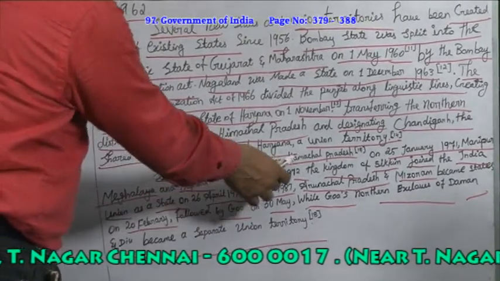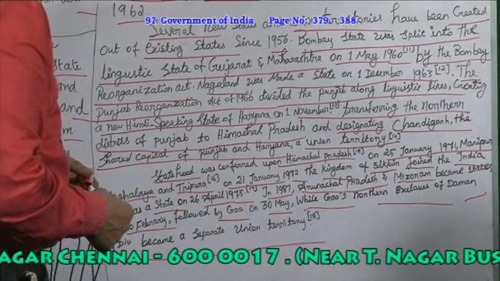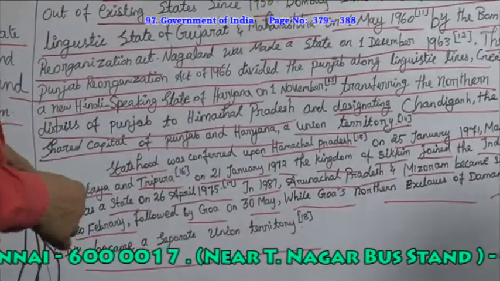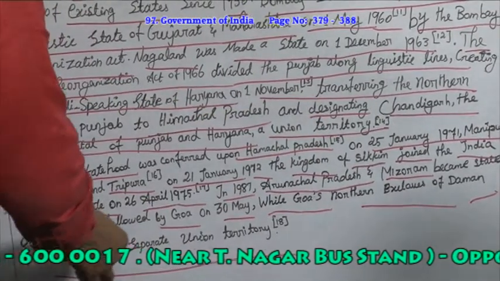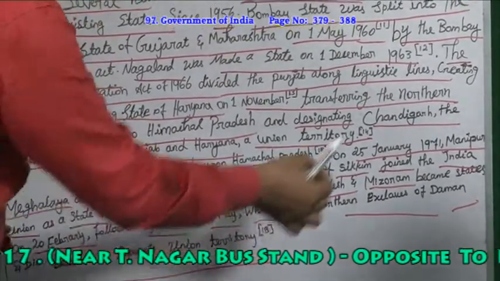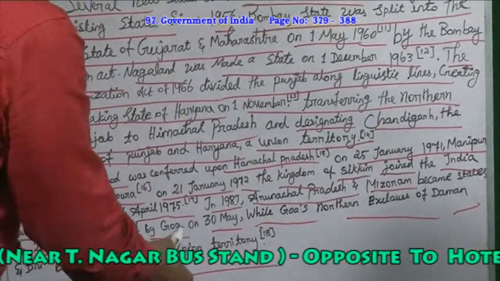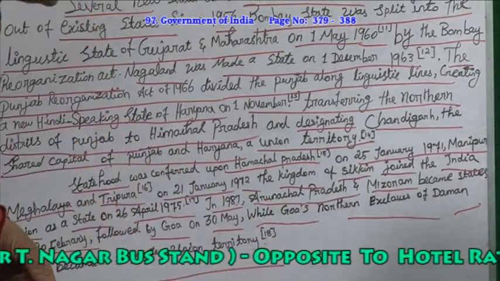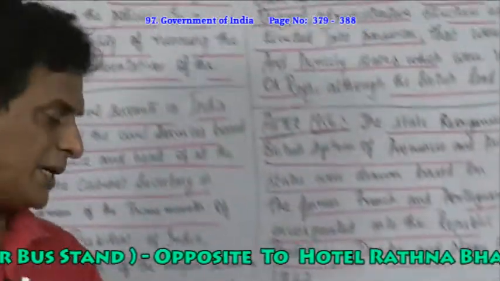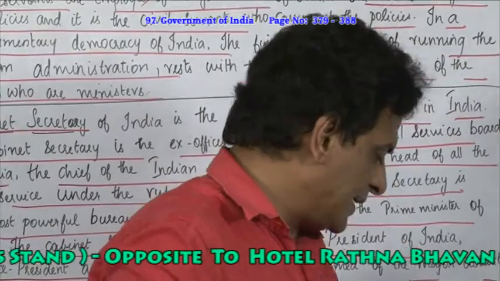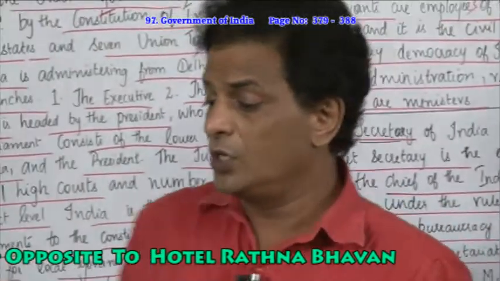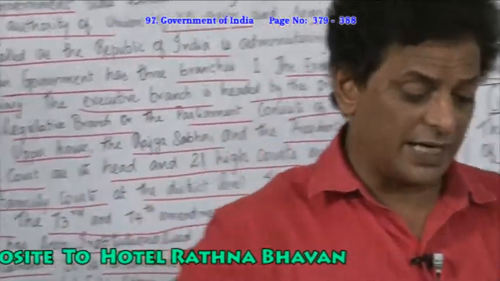Statehood was conferred upon Himachal Pradesh on 25th January 1971, and on Manipur, Meghalaya and Tripura on 21st January 1972. The Kingdom of Sikkim joined India as a state on 26th April 1975. In 1987, Arunachal Pradesh and Mizoram became states on 20th February, followed by Goa, while Goa's northern part, Daman and Diu, became a separate union territory. So, my dear friends, these are some of the points about what happened after 1956.